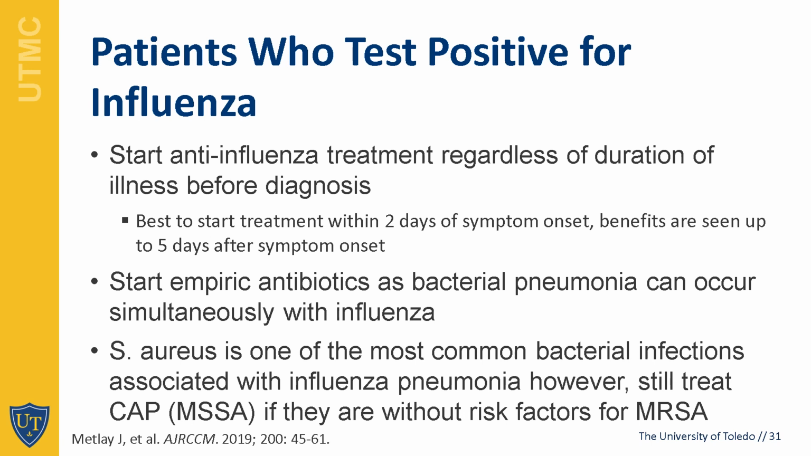So if they have the flu, you can also start antibiotics, as bacterial pneumonia can occur at the same time as the flu. S. aureus is one of the most common bacterial infections that's associated with the flu. However, we would still treat it as CAP MSSA. So we have a greater risk factor of having Staph aureus, but not MRSA. So you would still treat it with CAP, and that would go ahead and cover your MSSA.